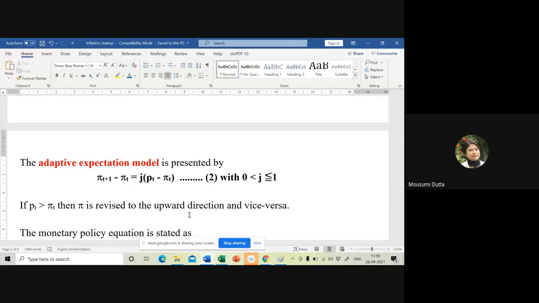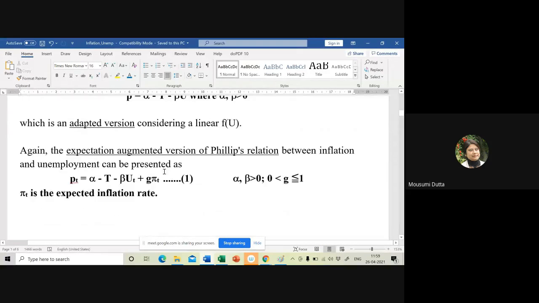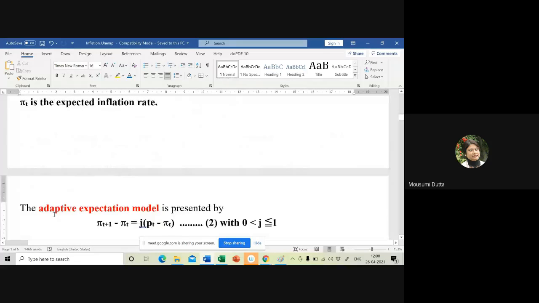As I mentioned, I'll tell you something about pi. Now, while we are framing the notion of pi, the expected inflation, it can be modeled in different ways. Among these different ways, 2 ways are very popular. One is the adaptive expectation model. This we will use in our framework.